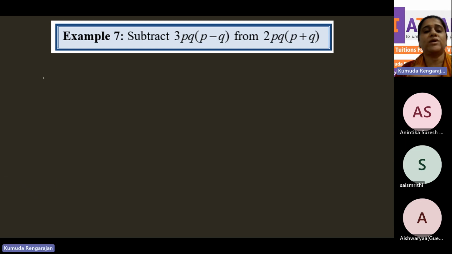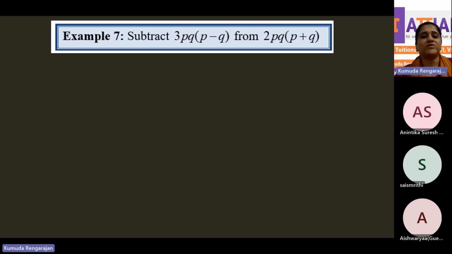Online students, so which one to write first? So now this one is not the vertical method, children. Like you understand why from the way the question is. 3pq into p minus q. That has to be simplified. So you cannot do it in the vertical method. So it is horizontal.